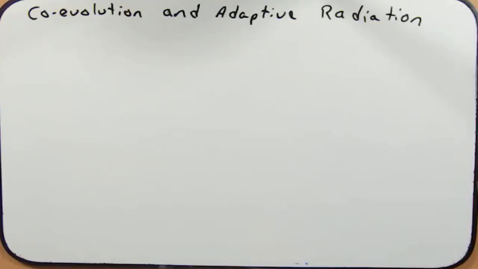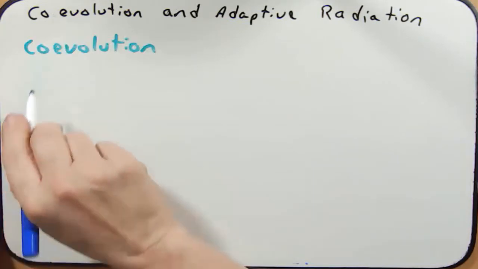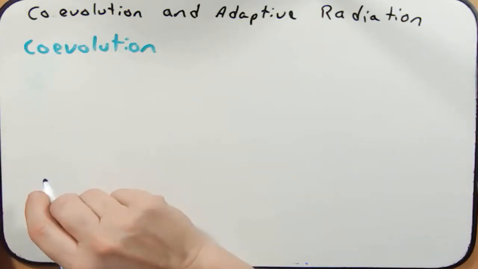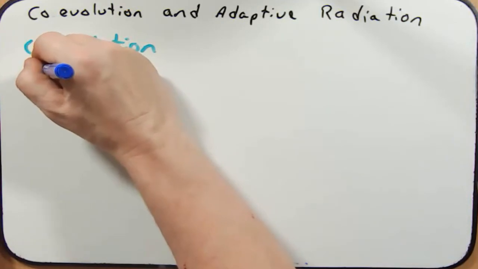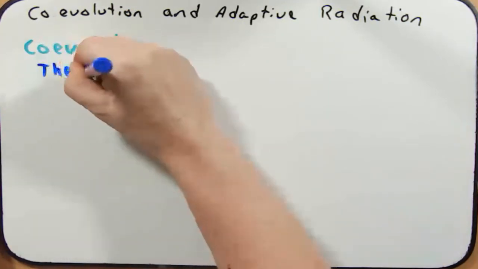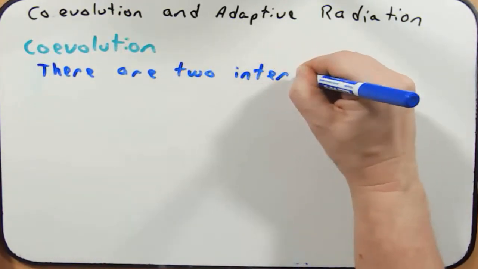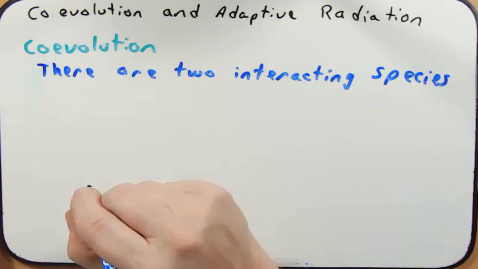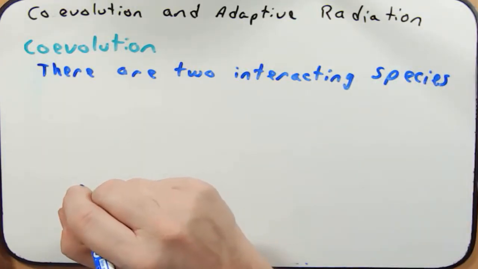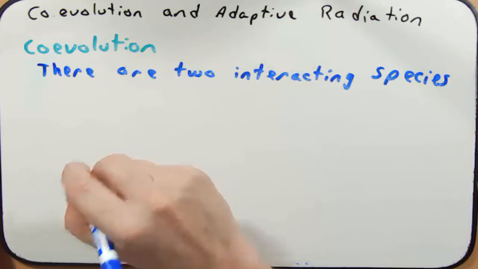Okay, let's move on to our third objective for today's video podcast, and that is to talk about coevolution and adaptive radiation and how they apply to angiosperms. Let's first begin with a definition of coevolution. And this is when there are two interacting species that reciprocally influence each other's adaptations over time.